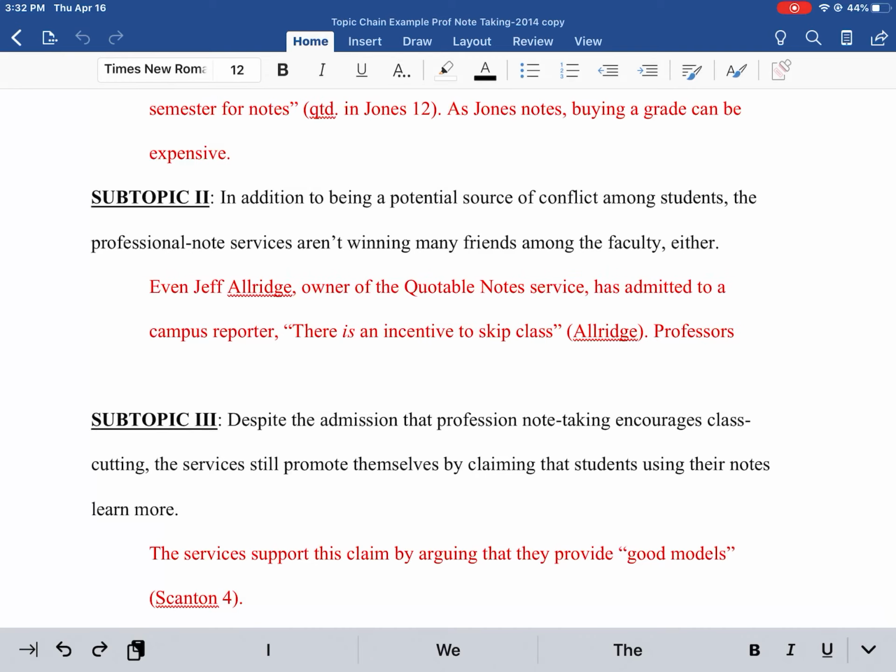My second floor, in addition to being a potential source of conflict among students, kind of rehearsing there, the professional note-taking services aren't winning many friends among the faculty either. Even Jeff Aldridge, owner of the Quotable Notes service, has admitted to a campus reporter there is an incentive to skip class. And that's from an article by Aldridge himself. So that would be one evidence. So I collect my quotes and my evidence and I put it under the topic that it fits under.